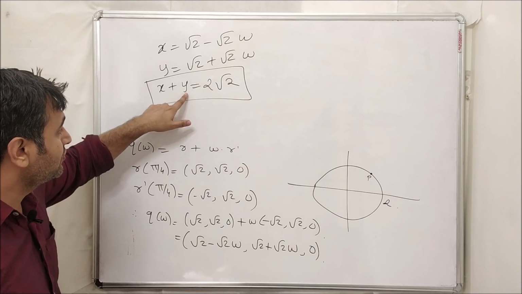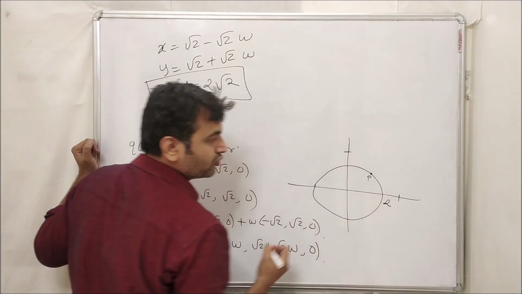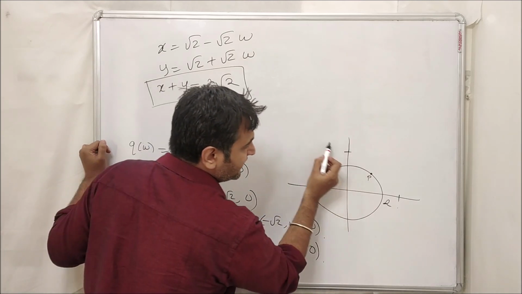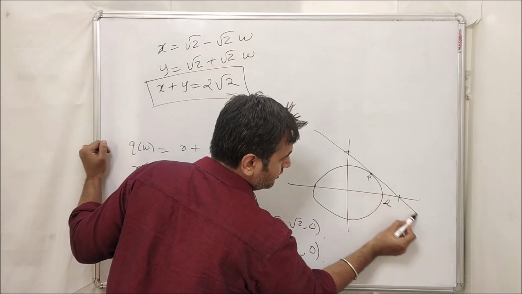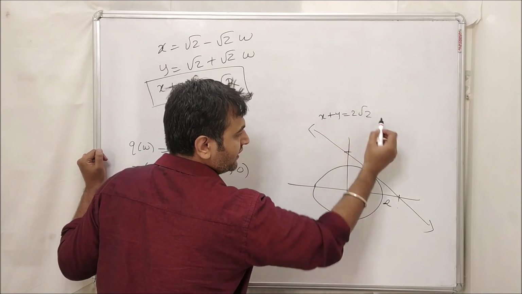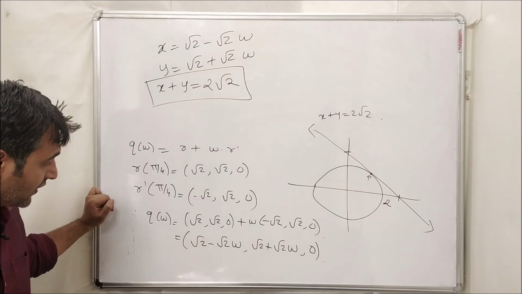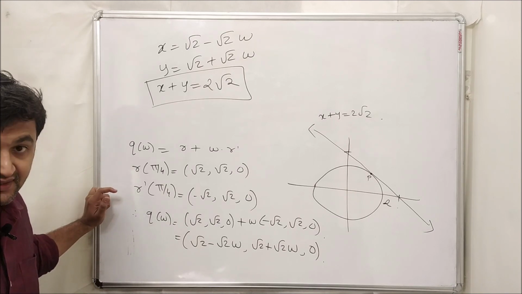When y is 0, x is 2 root 2, and when x is 0, y is 2 root 2. And if you try to draw this line, this is the line x plus y equals 2 root 2, and as you can see, it is passing through the point P. So whatever calculation we did is correct.